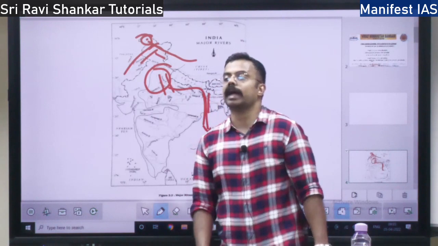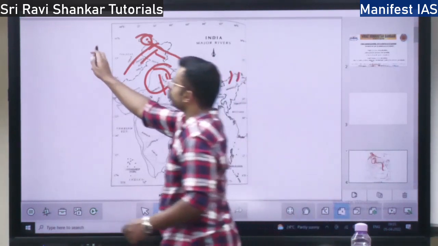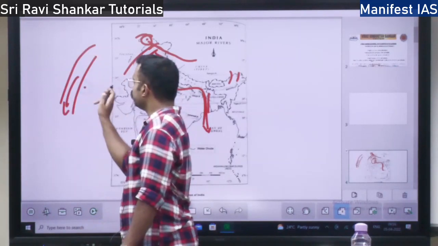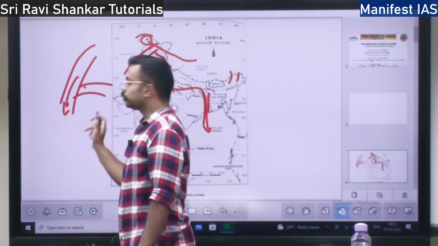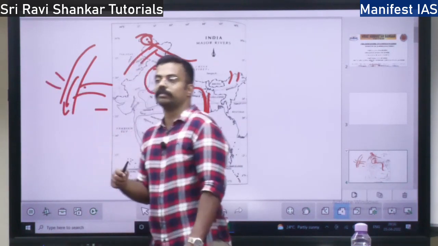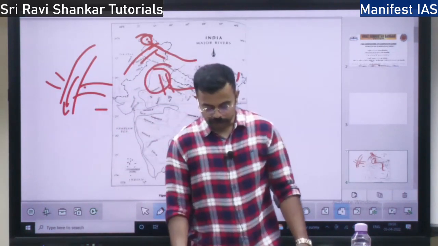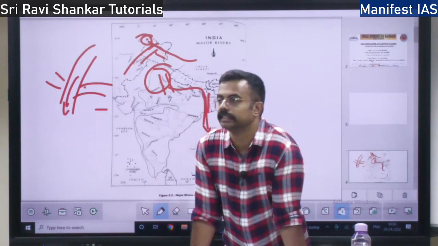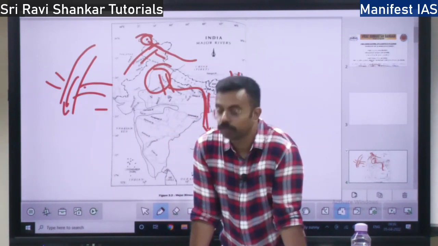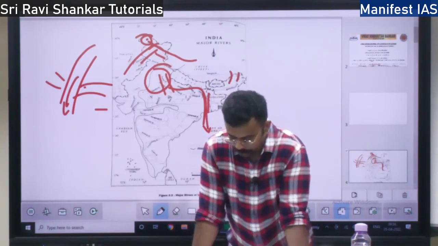So what are the right bank tributaries of Indus? What do you mean by right bank tributary? If a river is flowing in this direction, towards the left, whatever the tributaries join, those are left bank tributaries. Towards the right, whatever the tributary rivers that join, those are the right bank tributaries, right? So what are the right bank tributaries of Indus? In the Pakistan region, you have Kabul River, Kurram River, Gomal River. So they are the right bank tributaries of Indus, right?